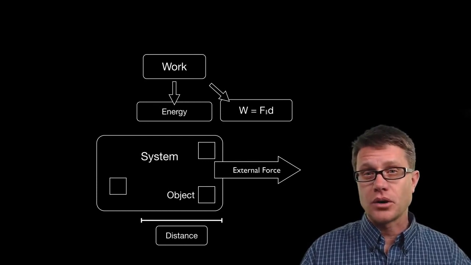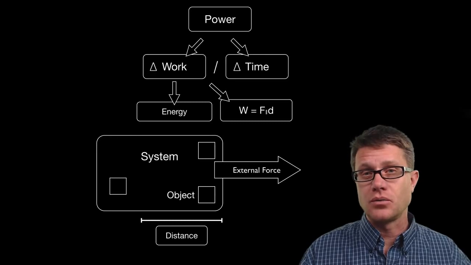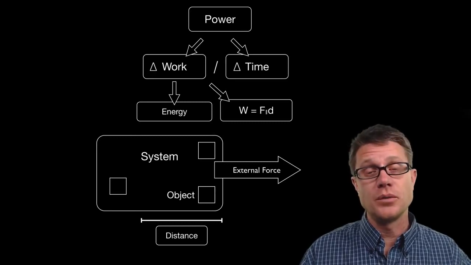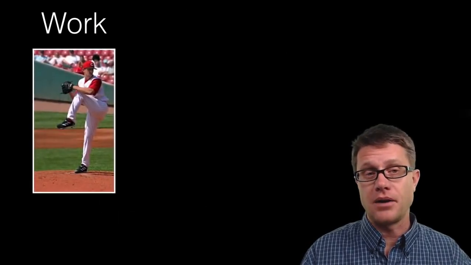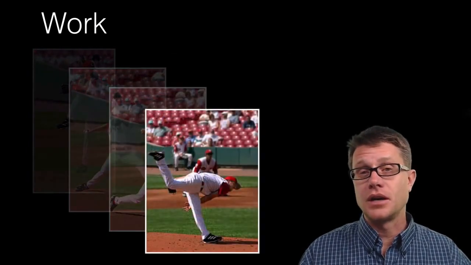Now, we could have moved it more quickly, and so another measurement is power. Power is simply the change in work over the change in time. If we move it more quickly, then we have a higher power. And so work is applying a force to an object to move it a given distance.